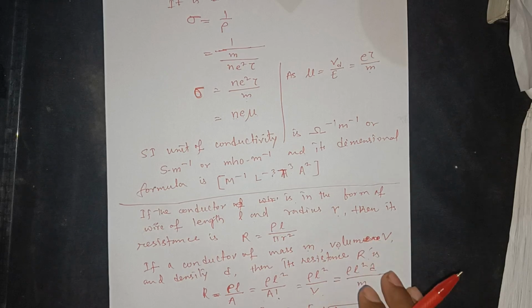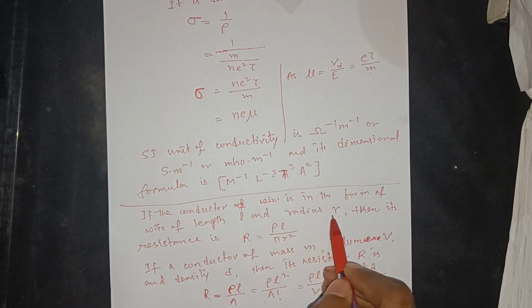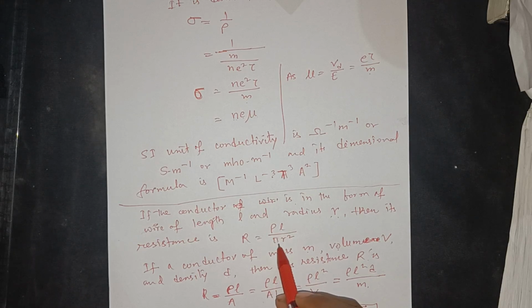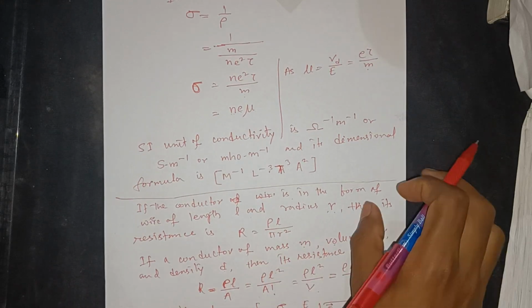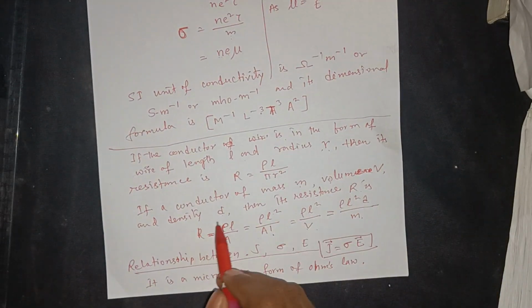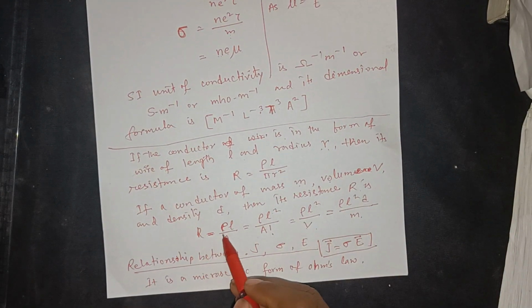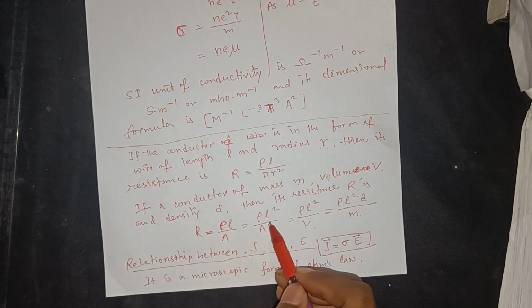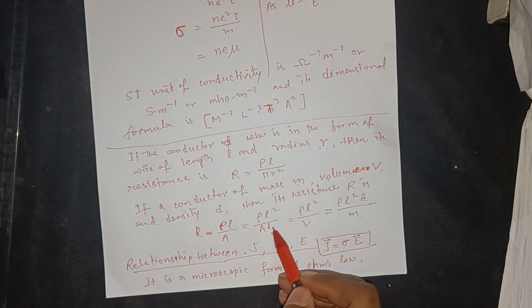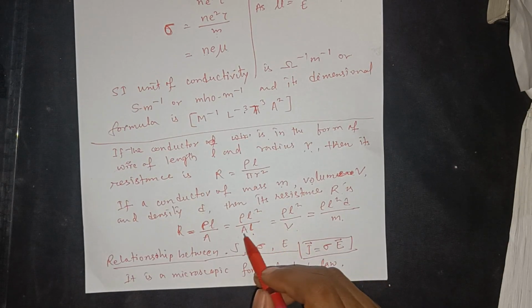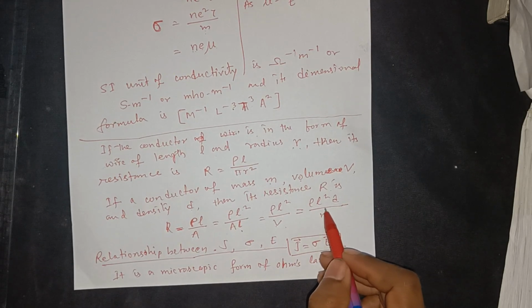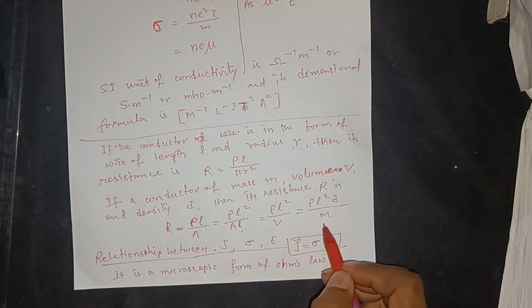If the conductor is in the form of a wire of length L and radius r, then its resistance R is equal to rho L divided by A, that means πr². If a conductor has mass M, volume V and density D, then its resistance R is equal to rho L by A. If we multiply L upside and downside, then rho L squared by AL, so rho L squared divided by volume. Volume is mass by density, so density will go up. So R is rho L squared D divided by M.